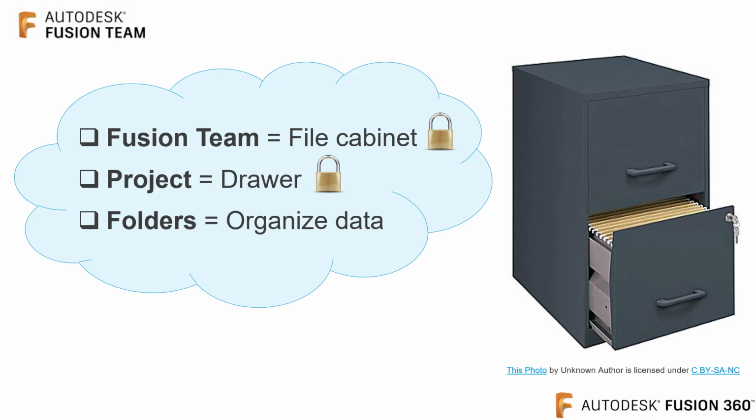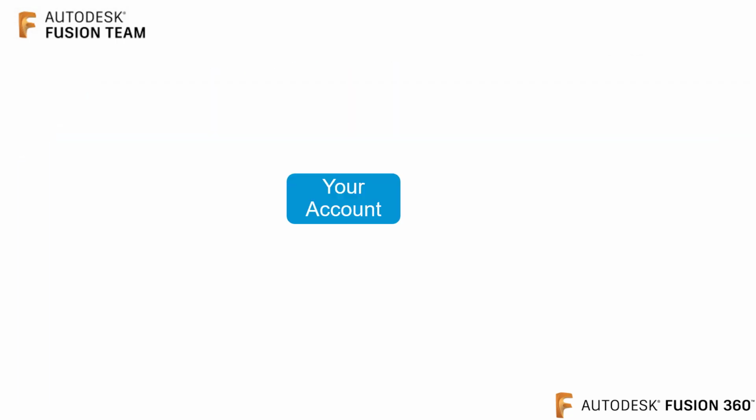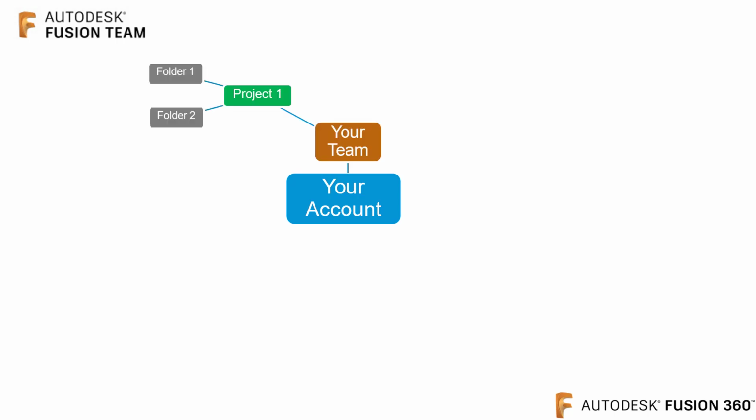Next, let's look at this from another angle. To start off with, you're going to have your account. So this is going to be the email that you used when you created your Autodesk Education profile. This is also the email that you're logging into Fusion with. Then from your account, you're going to have your Fusion team. Then you can have as many projects as you need. And then you can have folders to help manage that data.